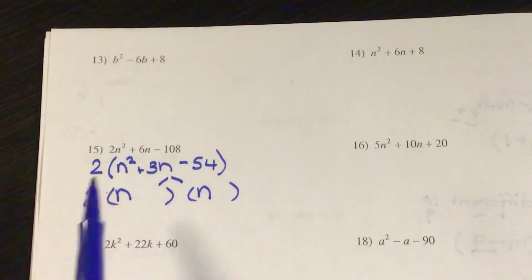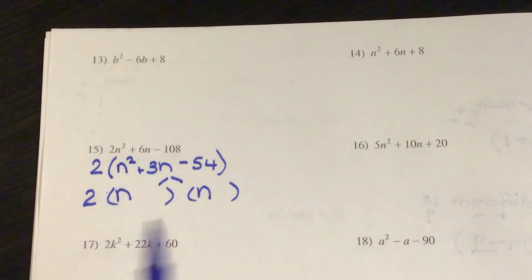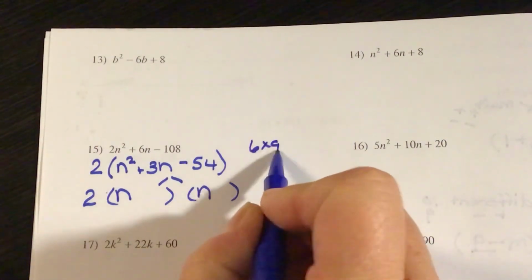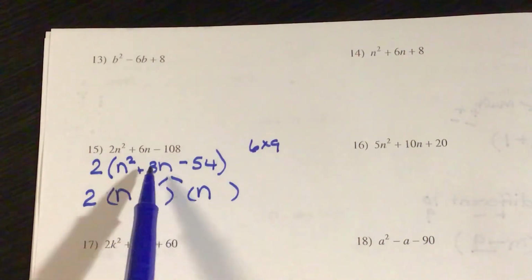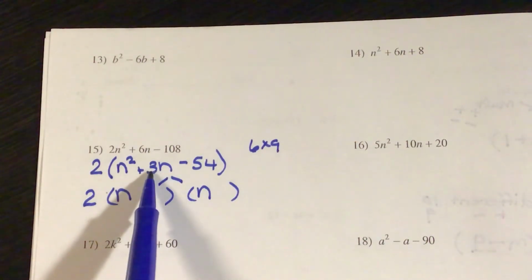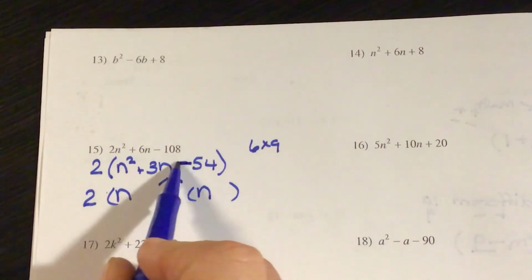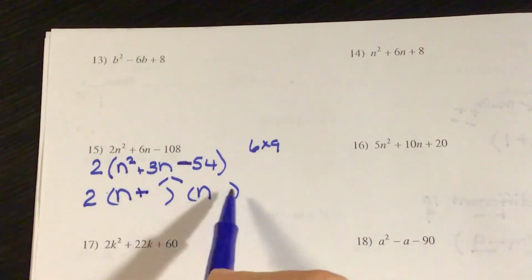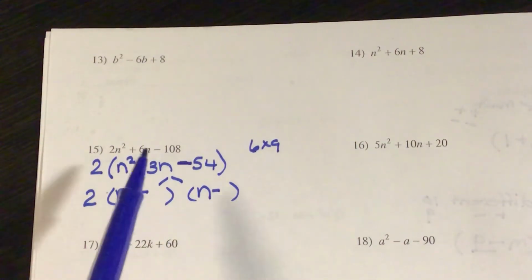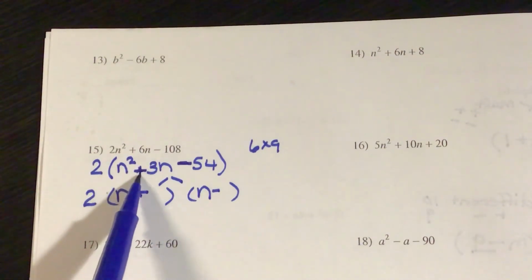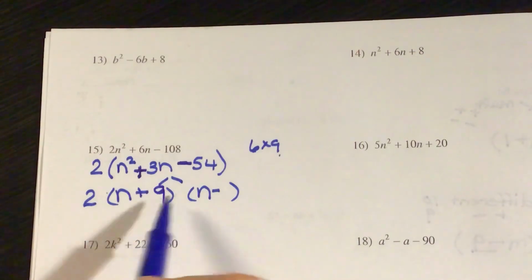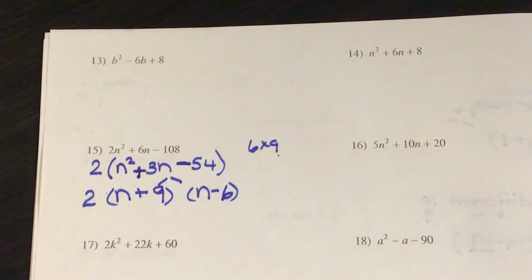So just numbers I think of that go into 54, like 6 times 9. And that actually works. 6 times 9 is 54. I'm going to subtract and get 3. Because there's a negative here, I have a positive and a negative. And the bigger number is going to take on this sign. So the bigger number is 9, and the smaller number is 6.